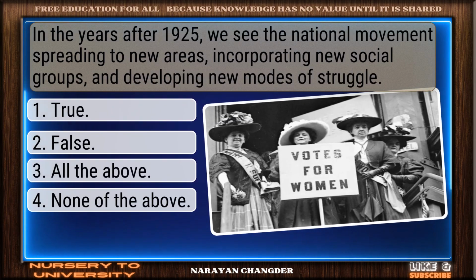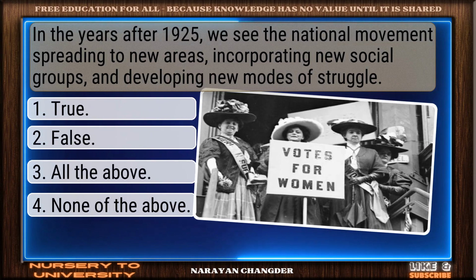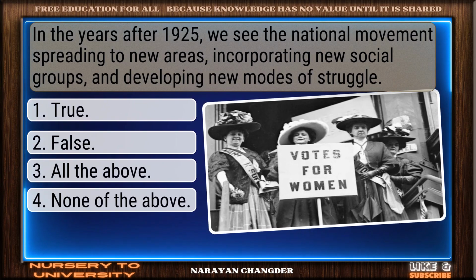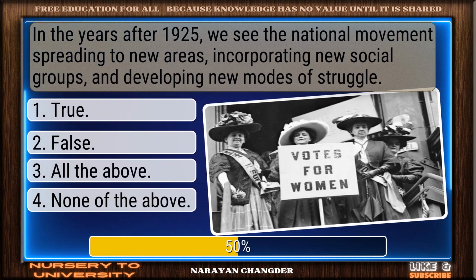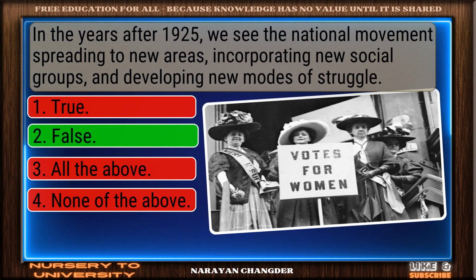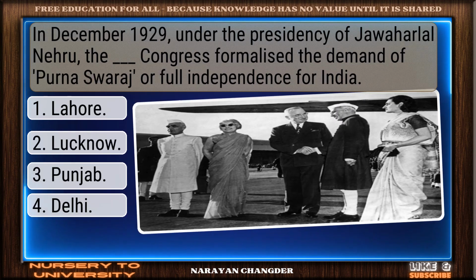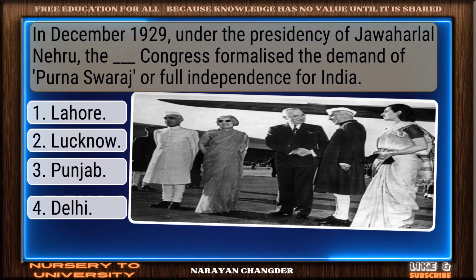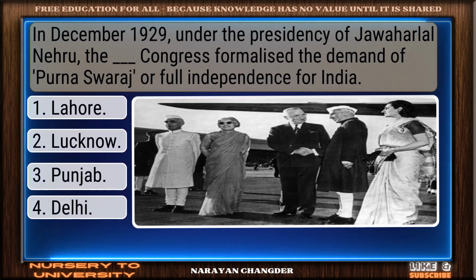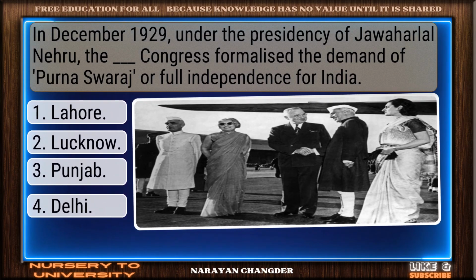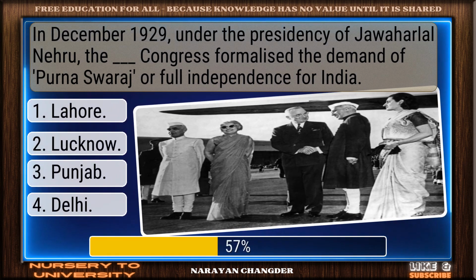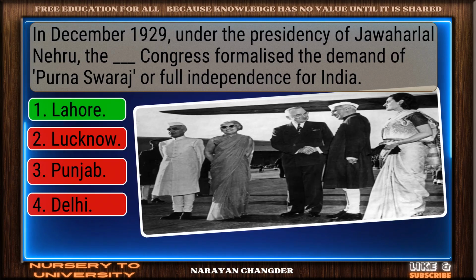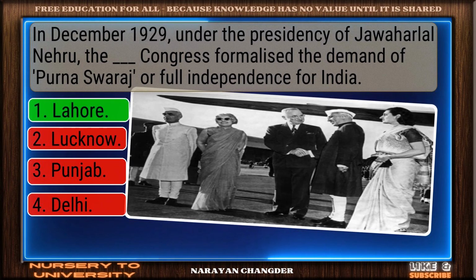In the years after 1925, we see the national movement spreading to new areas, incorporating new social groups, and developing new modes of struggle. Nicely done. False is solid. In December 1929, under the presidency of Jawaharlal Nehru, the Lahore Congress formalized the demand of Purna Swaraj, or full independence for India. Excellent choice. Lahore is right.